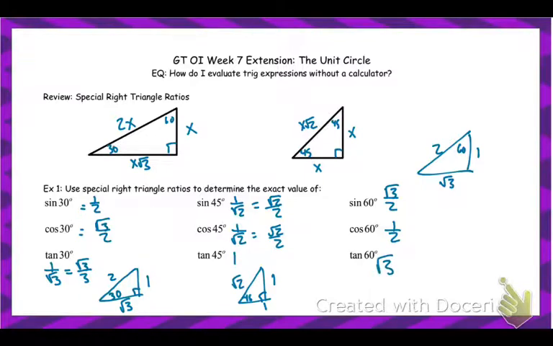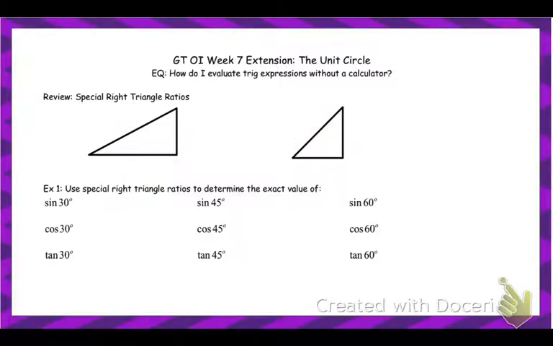Now, one thing you may notice, those sine and cosines for 60 and 30 are actually the same if you flip them. There's a property you guys will learn when you get to pre-cal about cofunction angles, those that add up to 90, and how you can find some values that way.